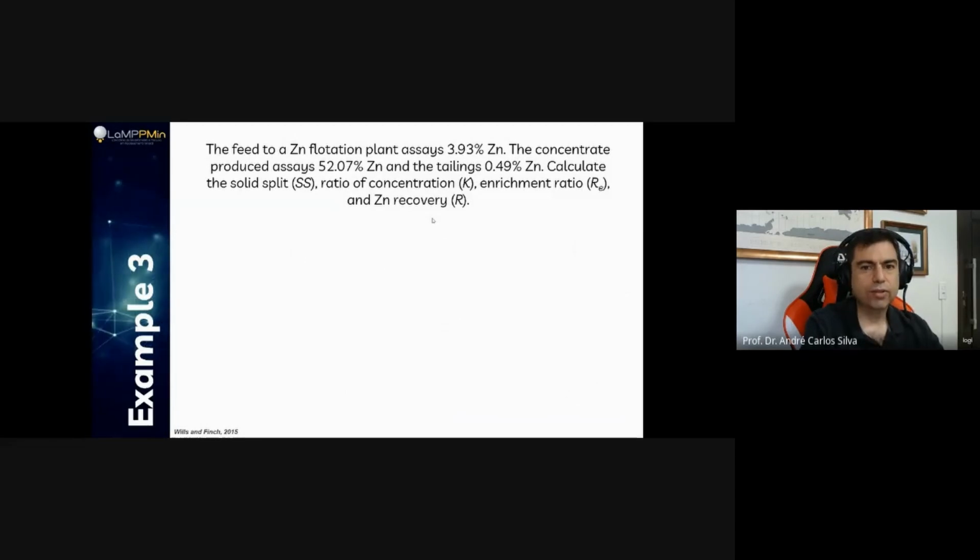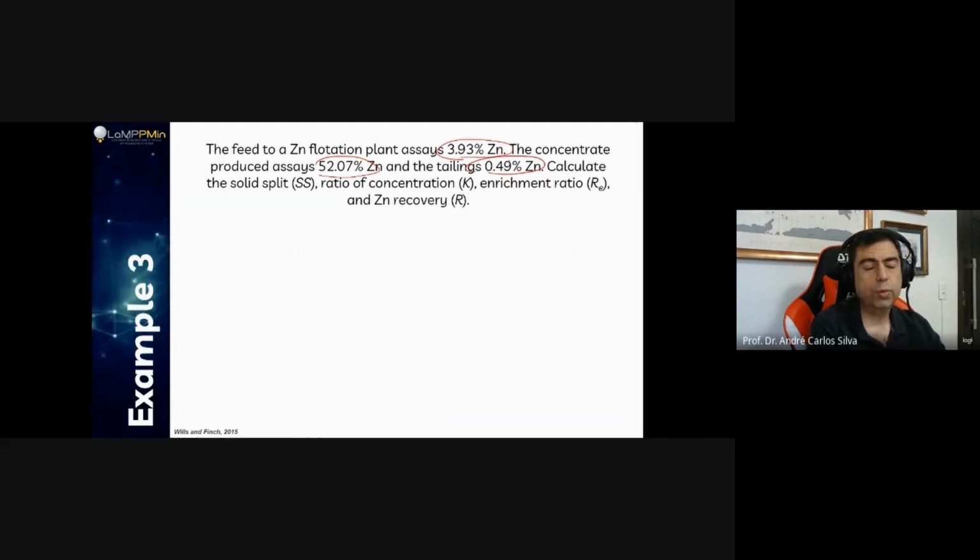Okay, so this one is slightly different from the previous one. Why? Because I want to estimate pretty much everything: the solid split, the ratio of concentrate, the ratio of enrichment, and also the zinc recovery. In this case, as you can see, we have a feed of zinc flotation, and we have the grade of zinc over here, the assay, and we have also over here the zinc grade on the concentrate and the zinc grade on the tailings.